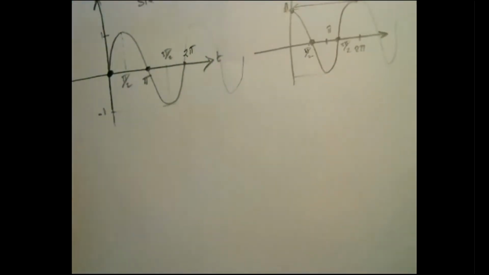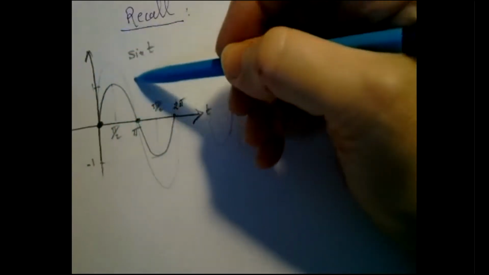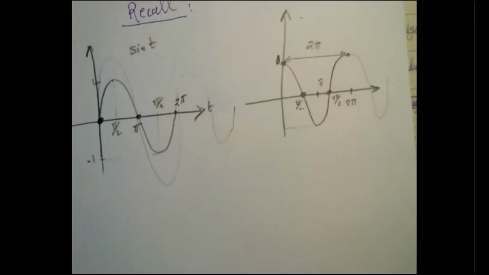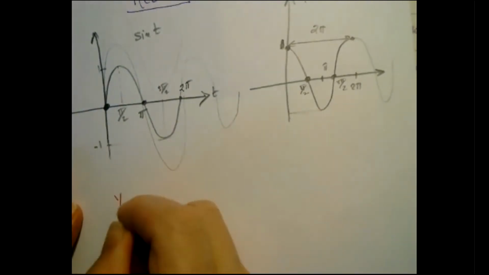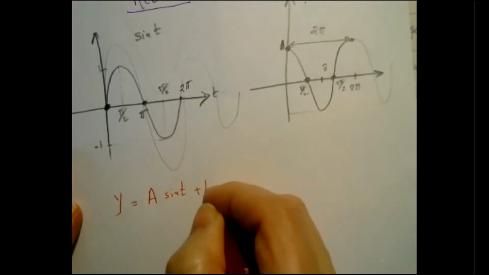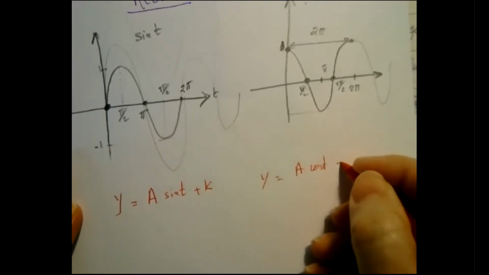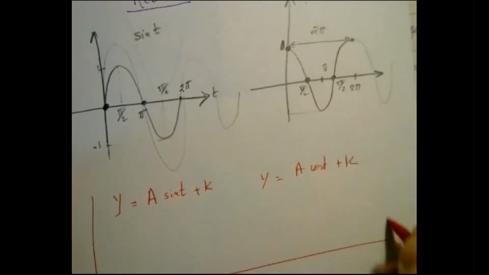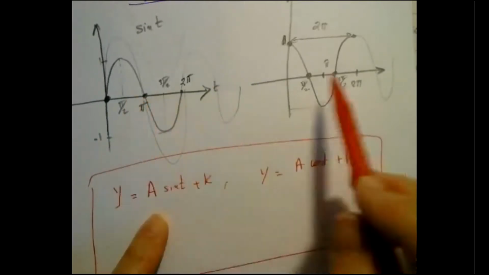Then we said that we can take a graph and stretch it vertically. We can stretch and lift, and then we create a whole new function. The general form of those functions will be y equals A sine t plus k, or y equals A cosine t plus k. If we graph them, you will have a graph that looks like sine or cosine.